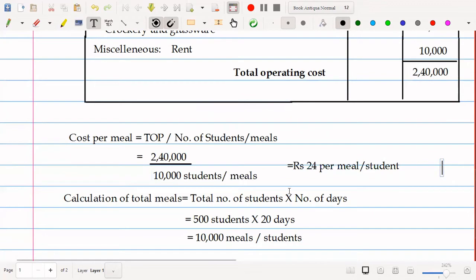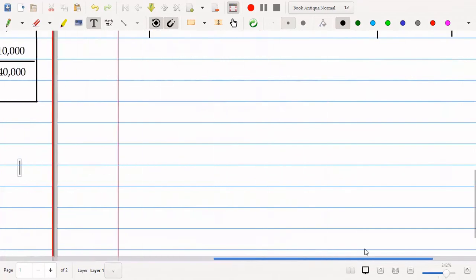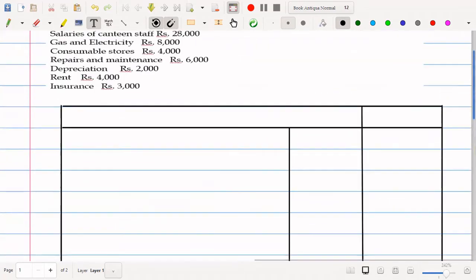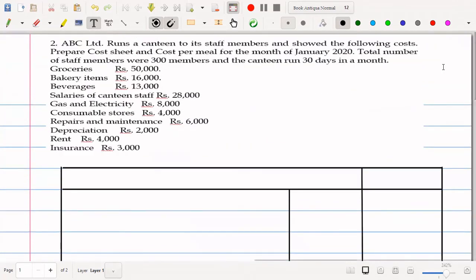Now let's move on to one more problem which was taken from the book. ABC Limited runs a canteen for its staff members and showed the following costs. Prepare cost sheet and cost per meal for the month of January 2020. Total number of staff members were 300 members and the canteen runs 30 days in a month.